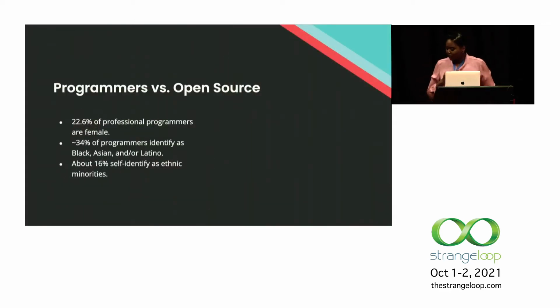All right. So we're here because we want more diversity in our open source projects. We want more participation from people of color. We want more participation from women. We want more participation from non-binary people and from differently abled people.